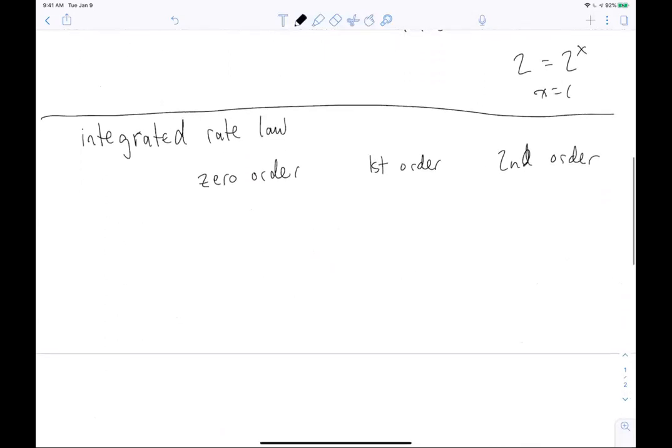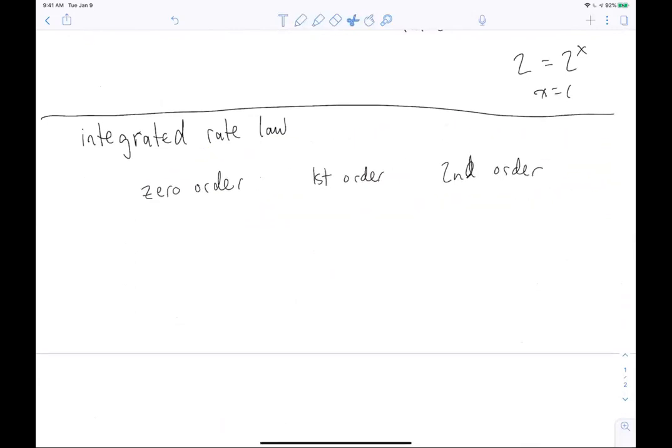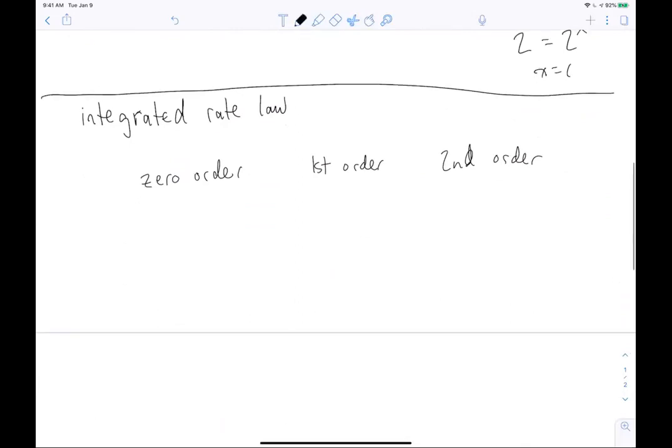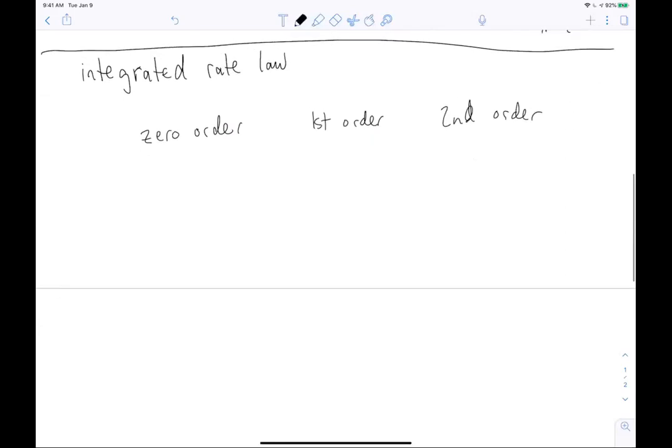And part of this is just practical. For a third order or a 2.5 order reaction or something, we have to integrate those rate laws. But the other part is that this actually covers most reactions. Most reactions are first or second order. It's unusual to have a third order reaction.